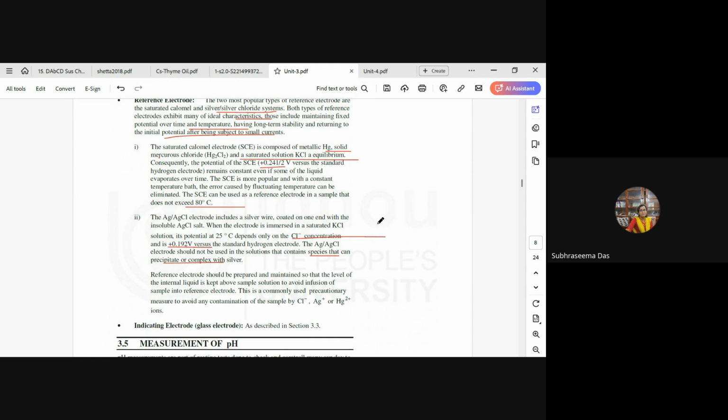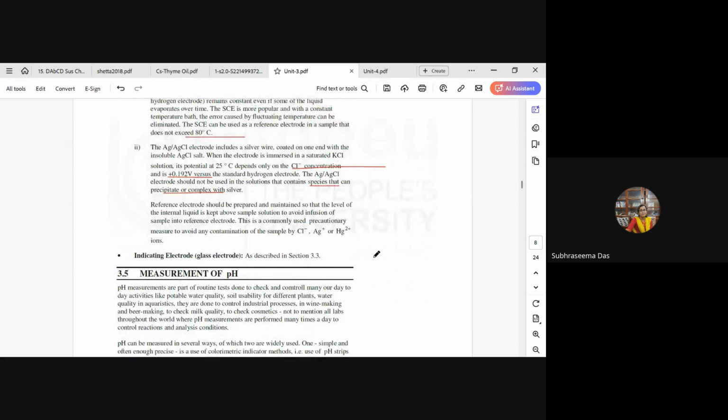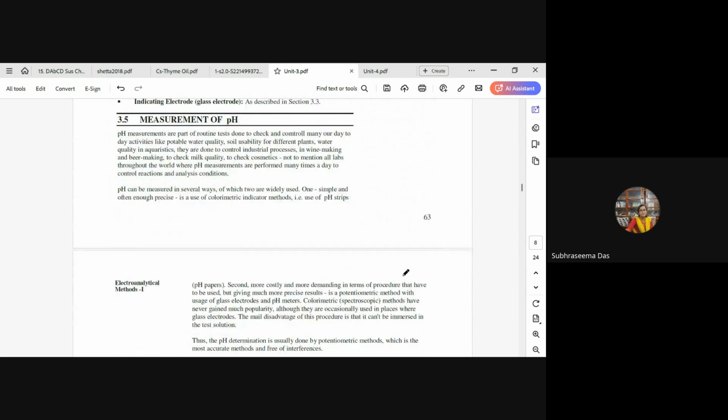So this is one important point that we need to remember. The reference electrode should be prepared and maintained so that the level of the internal liquid present inside the electrode is kept above the sample, to avoid the infusion of the sample into the reference electrode. This is one of the precautionary measures to avoid contamination by Cl minus or Ag plus ions.